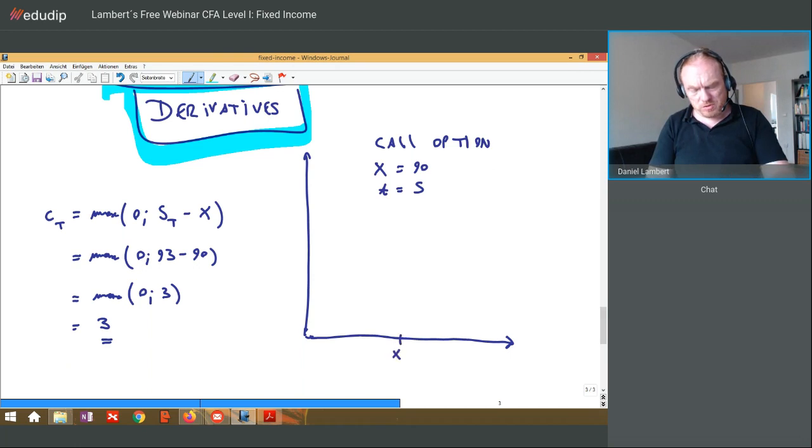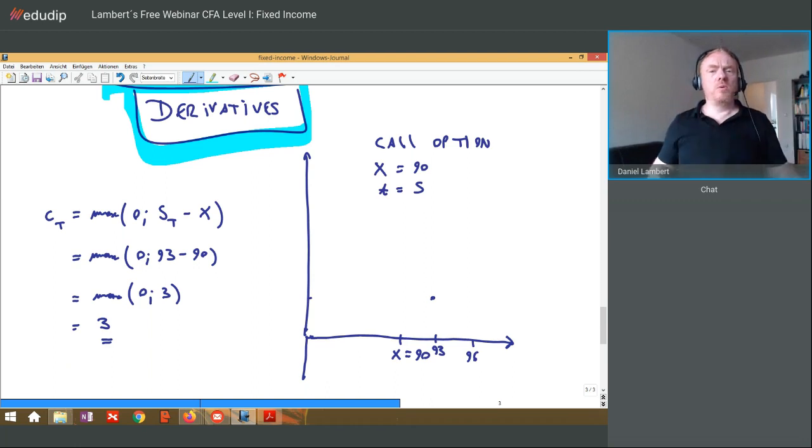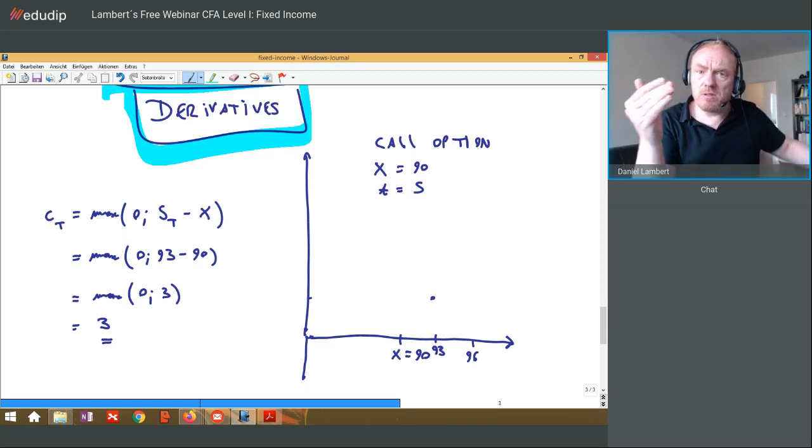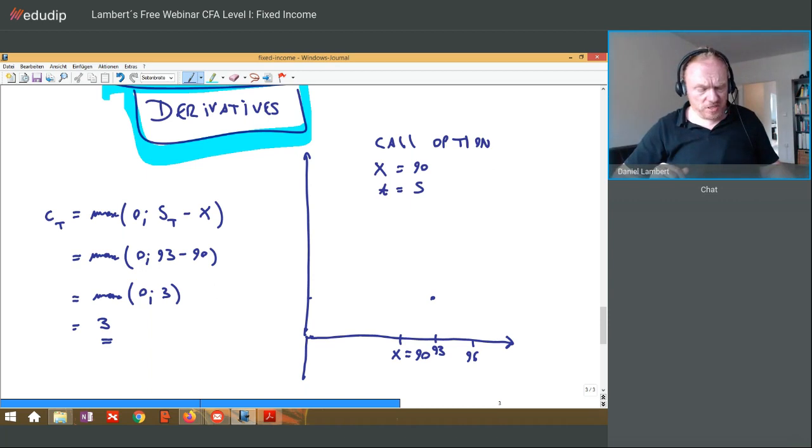So if we denote this X to be 90, and here this shall be 93, then we have the value at expiration to be 3. What would be the value at expiration at 96? The same would occur. We would exercise this right. We would buy the share at a price of 90, and sell it immediately afterwards at 96, leading to a so-called gain of 6, which is not really a gain because we need to subtract the price we paid before. But nevertheless, at first sight, it is a gain.